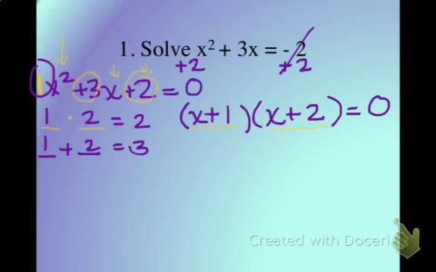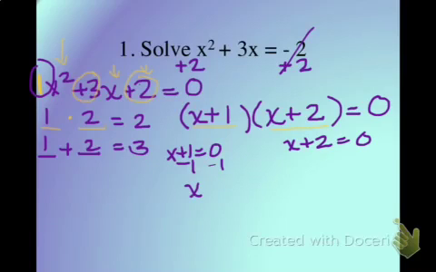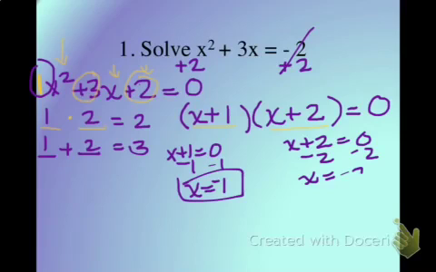So now that we've factored, once again, we're going to use our zero product property. Set each one equal to 0. So you get x plus 1 is equal to 0. And then you get x plus 2 is equal to 0. Just using simple algebra, subtract the 1, and subtract the 2. And that is our second solution. So our solutions are x is equal to -2 and -1.